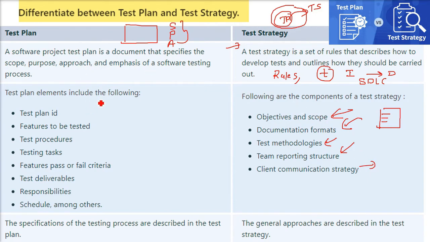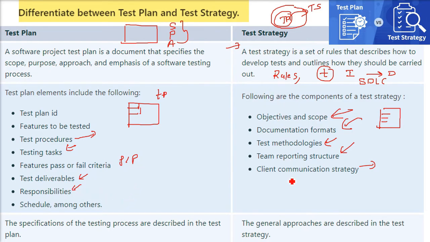In the test plan, we have a document or a series of documents where we have a test plan ID, because you are basically making test cases in the test plan. So test plan ID, features to be tested, the test procedures, the testing tasks, pass or fail criteria, the test deliverables, responsibilities, who will do what, the schedule, the timeline, etc.